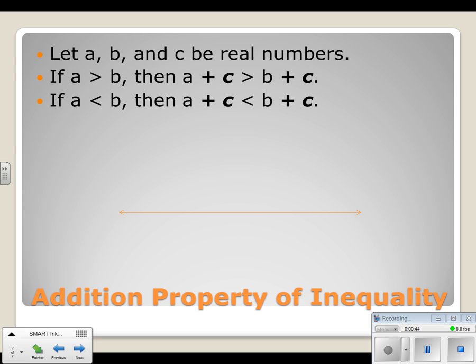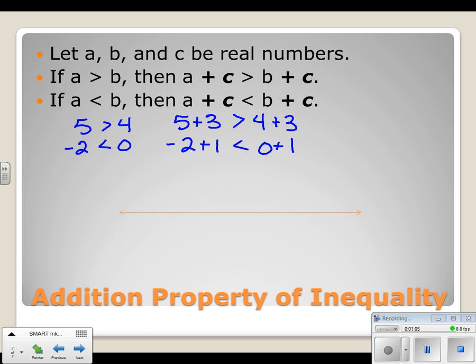So if we said something like 5 is greater than 4, well, if I add 3 to both sides, it is still true. We know that negative 2 is less than 0. If I add 1 to both sides of that previous inequality, it's still true.